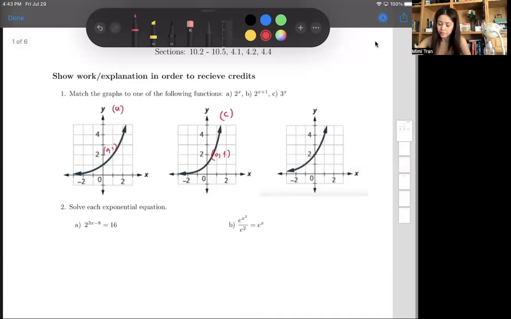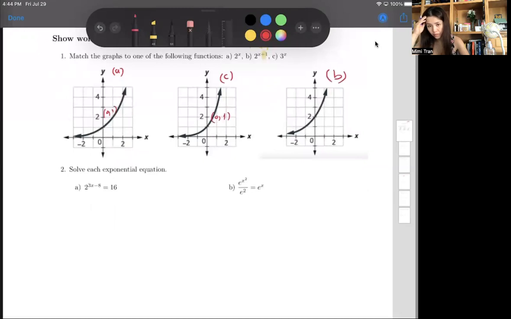Maybe I'll just say A here. For the third one, it is 2 to the x plus 1. So that means you move left 1 unit, right? Not right, left 1 unit. So from (0, 1), it used to be here, you move to the left 1 unit, so it's going to be here, which just makes sense. So this one should be B, which they all make sense. Or you can use elimination.